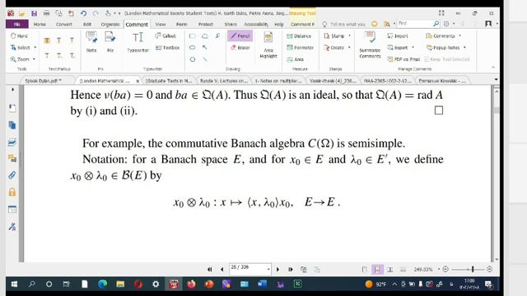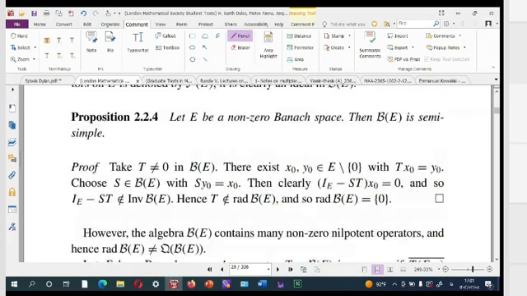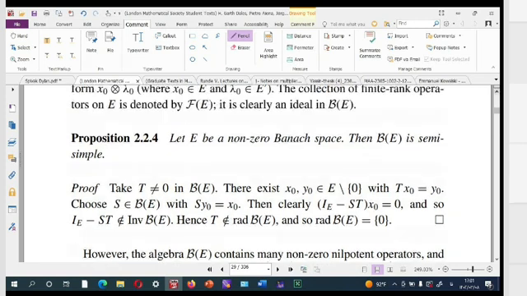In the following, we have this example. This Banach algebra of all continuous functions on omega is semi-simple by the previous proposition, and also we have a notation, but we have this proposition.